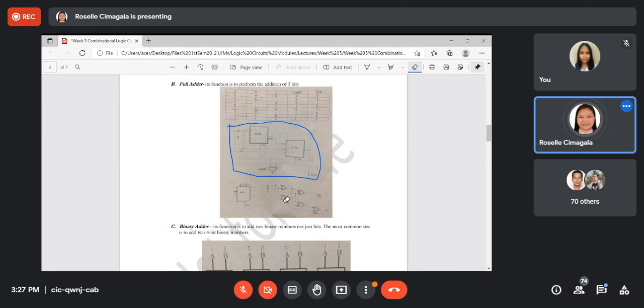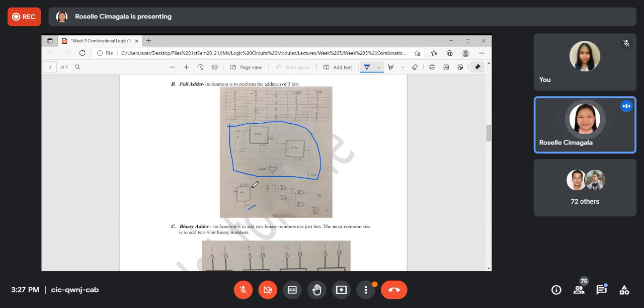So, duha gyud ka half adder ang involved, gi-combine sa full adder, no? Tungod kay ang adder circuit, ang basic niya nga circuit kay half adder. Para mahimo siyang full, gidugangan siya another half adder. So, full na, no? So, ni kani iyang detailed logic diagram. Unya kani ang simplified block diagram.